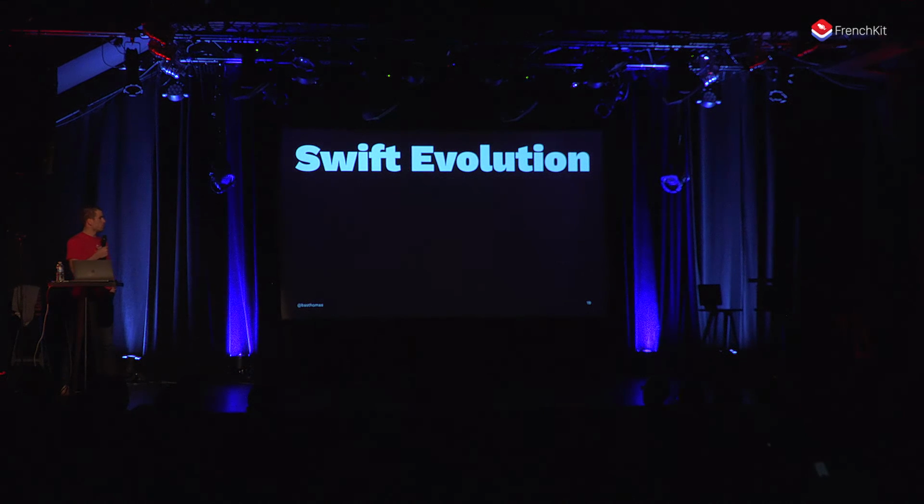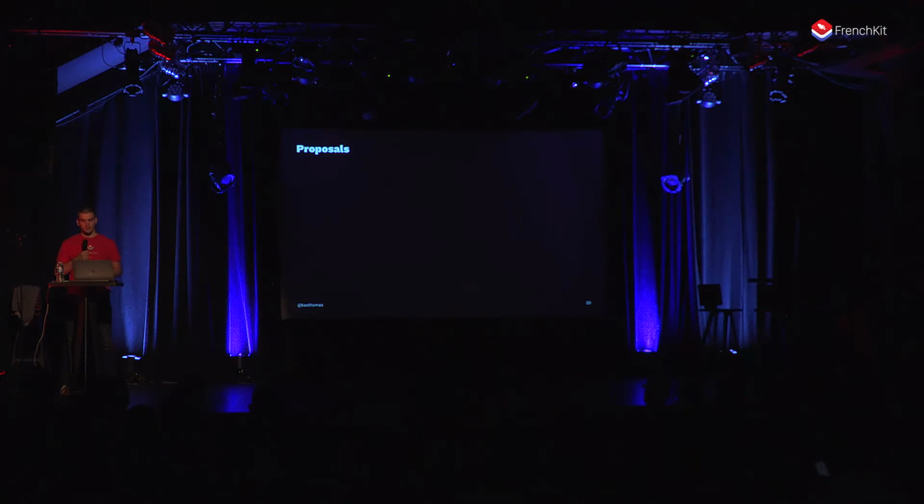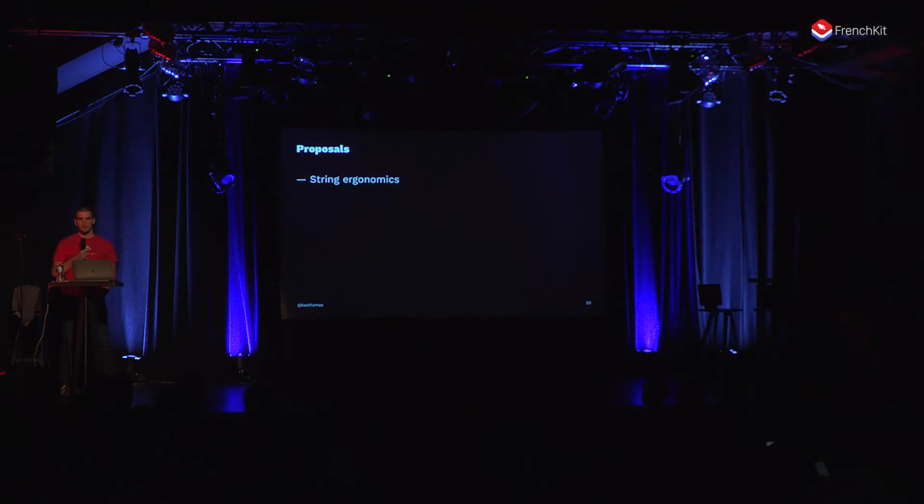And then a little bit more on Swift Evolution, which is the evolution process that every change goes through. This will have some changes with Swift 5. Regarding proposals, we have a list of topics to focus on. We want to focus on some more string ergonomics, which basically makes it easier to use the string type. A lot has been done in Swift 4 already, but apparently there's some work still to be done.